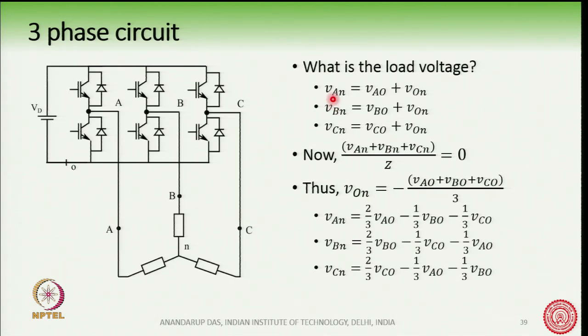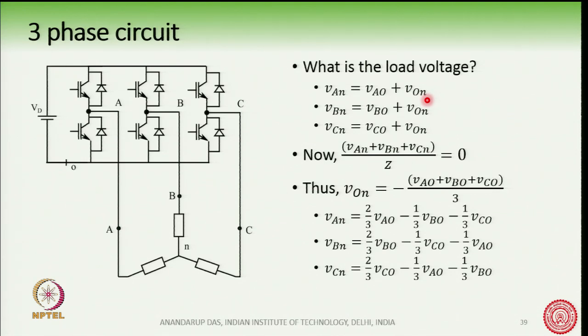Let us focus on this first line, VAN, that is this voltage VAN. It is nothing but VAO, that is this point's voltage to this point, plus VON. You can see this is the voltage here, VON. So, basically VAO plus VON is VAN, this voltage. If you just apply Kirchhoff's voltage law, imagine there is a potential between this point O and N, then we can write this equation.